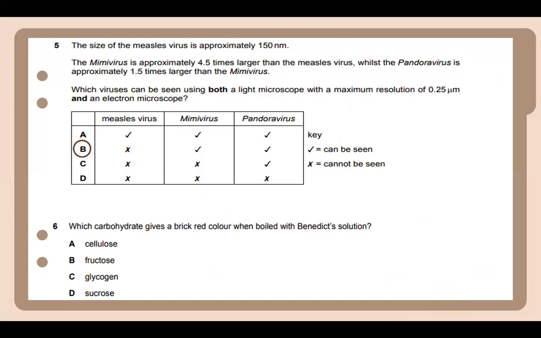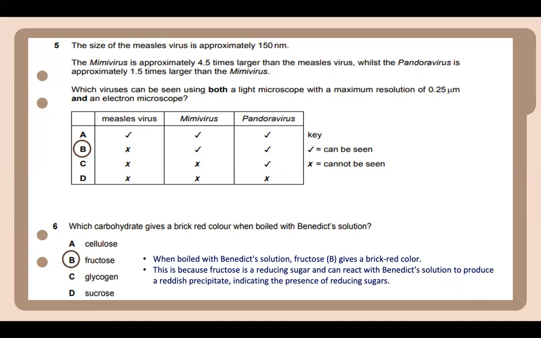The size of the measles virus is approximately 150 nanometers. The Mimi virus is approximately 4.5 times larger than the measles virus, and the Pandora virus is approximately 1.5 times larger than the Mimi virus. Which viruses can be seen using both a light microscope with a maximum resolution of 0.25 micrometer and an electron microscope? The answer is: measles virus cannot be seen, Mimi virus can be seen, and Pandora virus can be seen.